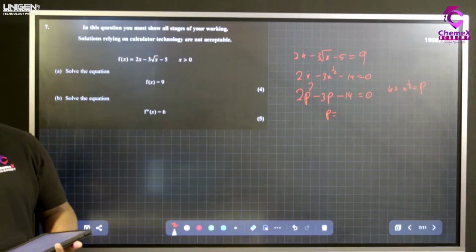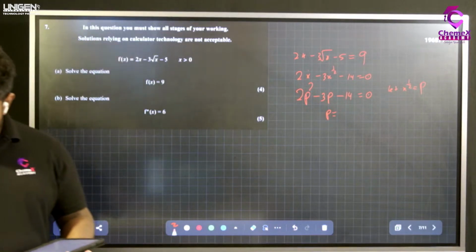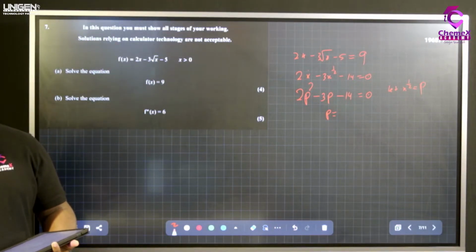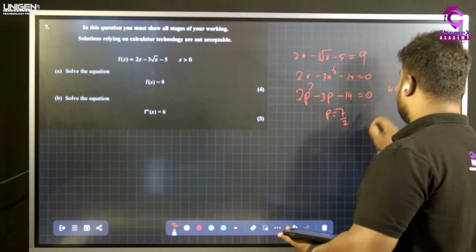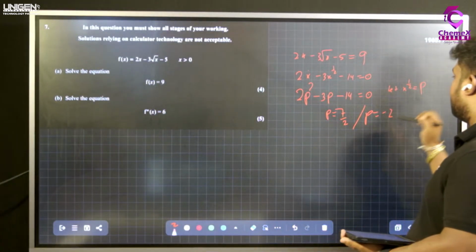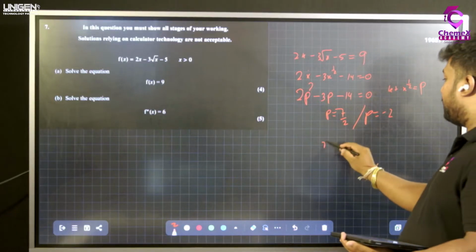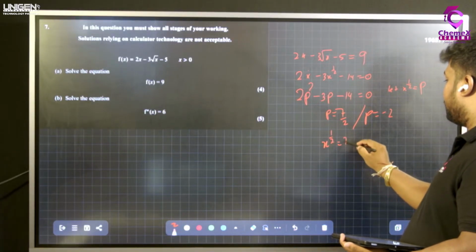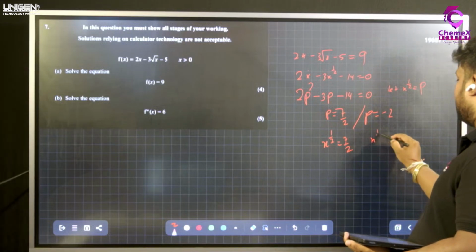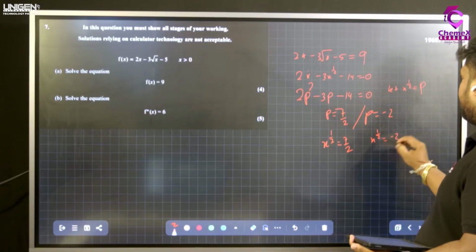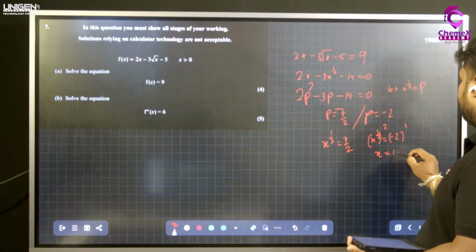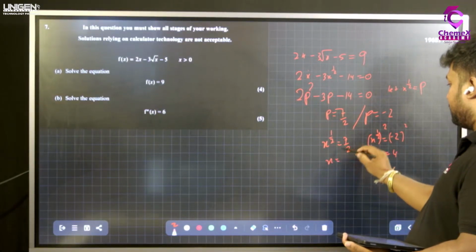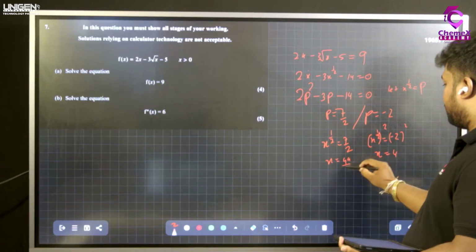Two, minus 3 and minus 40. 7 over 2 and minus 2. 2 and minus 2. So what did you take for P? X to the power half, which is 7 over 2. So square it. X equals 4. The other one is x equals 49 over 4.